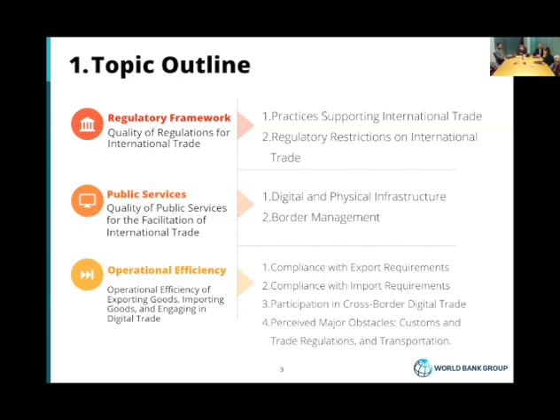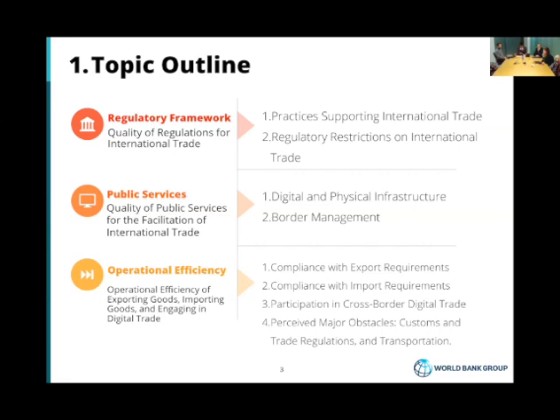The first pillar, also referred to as the regulatory framework pillar, assesses the quality of regulations for international trade, covering de jure features of a regulatory framework that are necessary to establish a non-discriminatory, transparent, and predictable environment to harness the potential of international trade. The second pillar, referred to as the one on public services, assesses the digital and physical infrastructure concerning international trade and the quality of border management, thus assessing the public services that are essential for international trade facilitation.